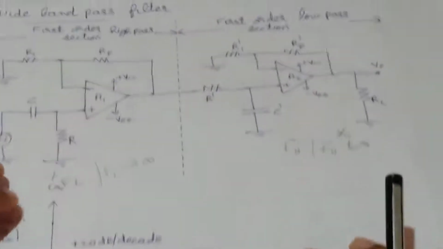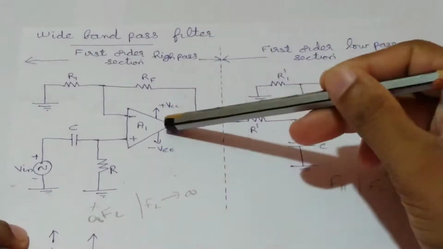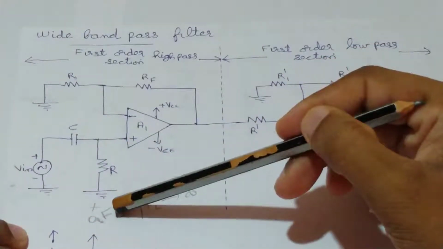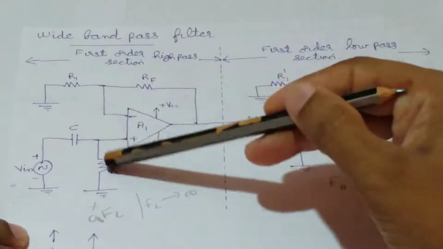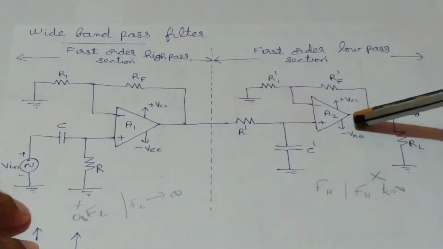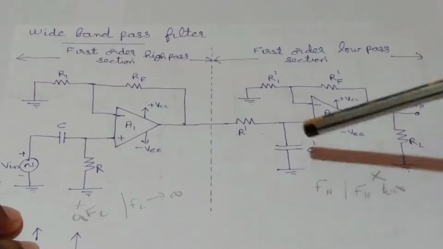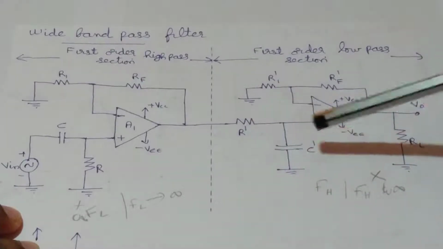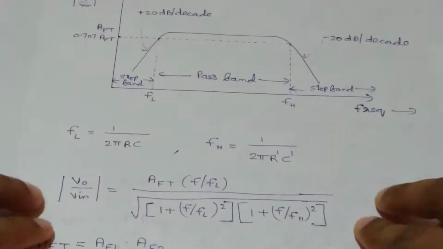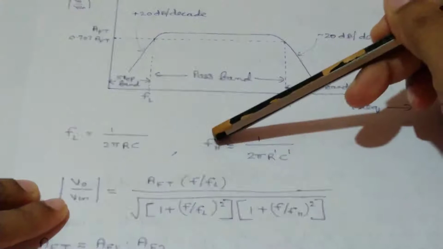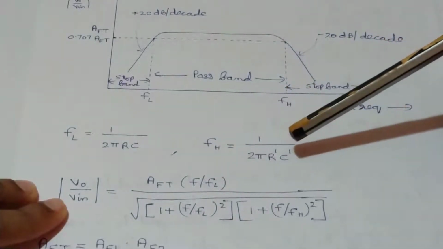Now when we consider this first order high pass filter, its lower cutoff frequency FL is 1 divided by 2 pi RC, and for this first order low pass filter, its higher cutoff frequency FH is 1 divided by 2 pi R dash C dash. So let's consider those equations. This FL is 1 divided by 2 pi RC and FH is 1 divided by 2 pi R dash C dash.